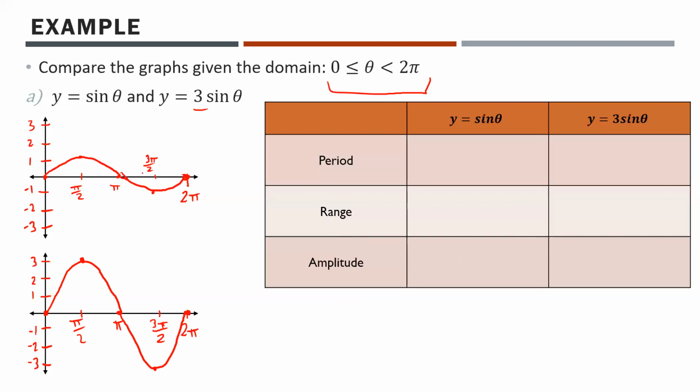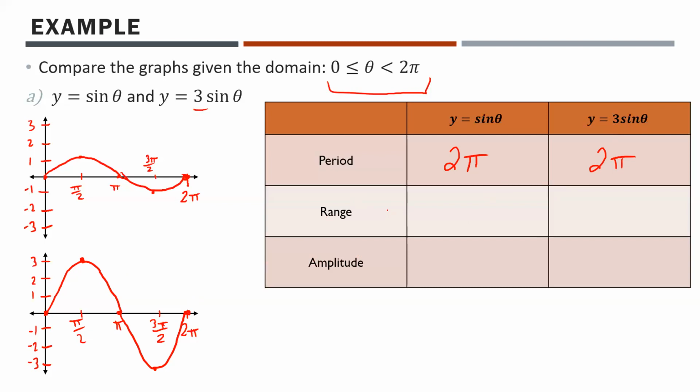If we look at y equals sine theta, the first one here, what would our period be? Well, our period is how long one full cycle is. So our cycle here is 2 pi. Now, when we multiplied sine theta by 3 on the outside here, did that change the period? Well, if you look, we see a midline going up and a midline going up. So no, that didn't actually change our period at all. So we still have a period of 2 pi.